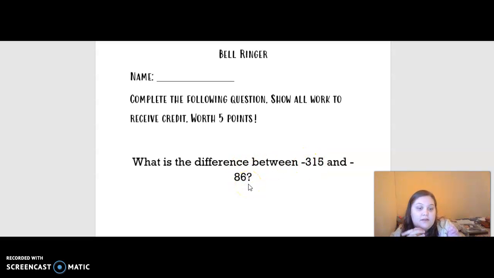So you're finding the difference between the two. So you're going to find the distance between the numbers, explain absolute value, explain the difference between the two numbers in your own way, any way you want to answer it. Just make sure you show all your work to receive any credit, okay?